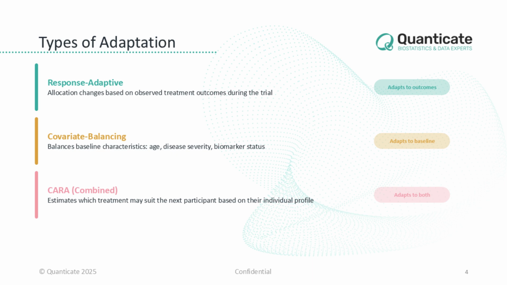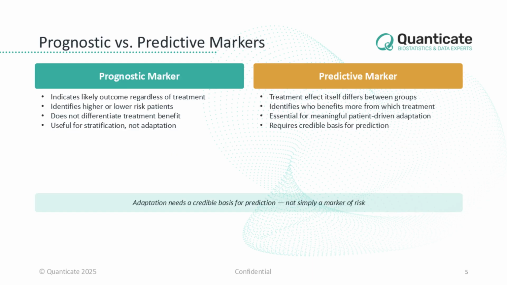In that setting, the design is not only asking which treatment looks better overall, it's estimating which treatment may be more suitable for the next participant based on their individual profile. And that's where the difference between prognostic and predictive information becomes important. A prognostic marker tells you something about likely outcome regardless of treatment, while a predictive marker suggests the treatment effect itself may differ between groups.